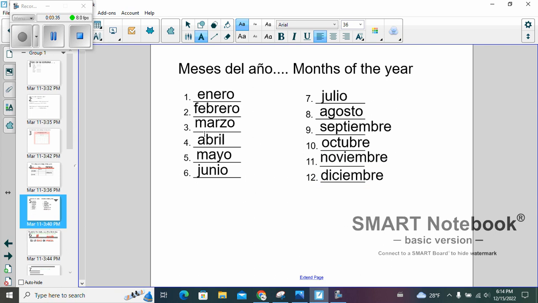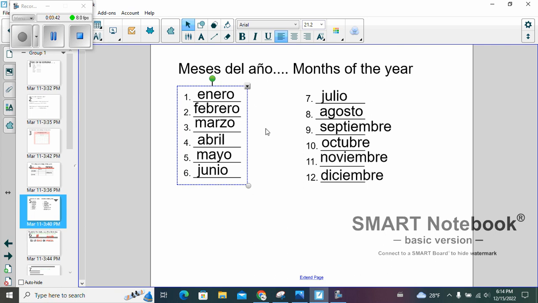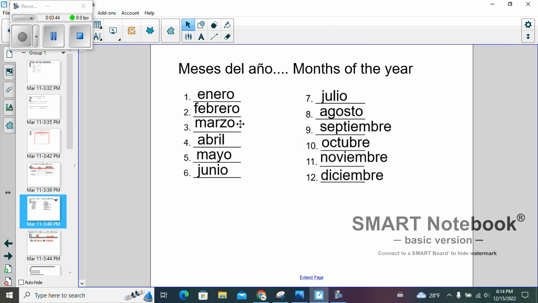So one more time, here they are. Enero, febrero, marzo, abril, mayo, junio, julio, agosto, septiembre, octubre, noviembre, diciembre.